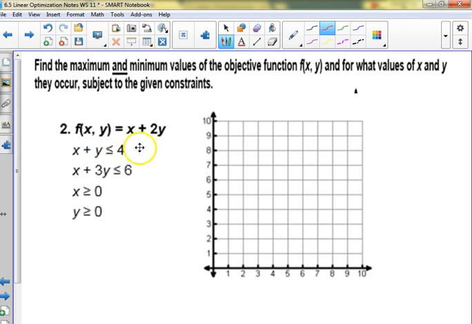What makes 4? 0 plus 4 or 4 plus 0? And it's a less than again, so it's this little tiny corner. Okay. What about this one? If x is 0, y would have to be what to make 6? 2. And if y was 0, x would be 6.